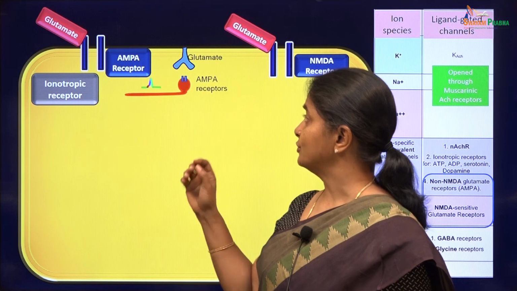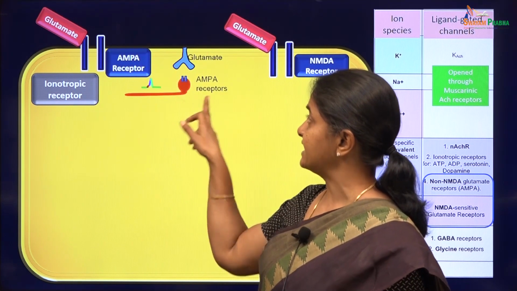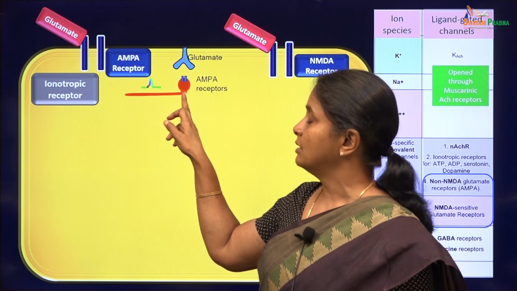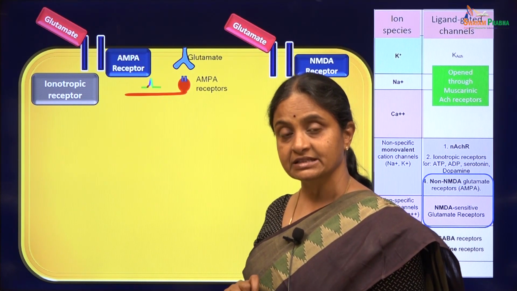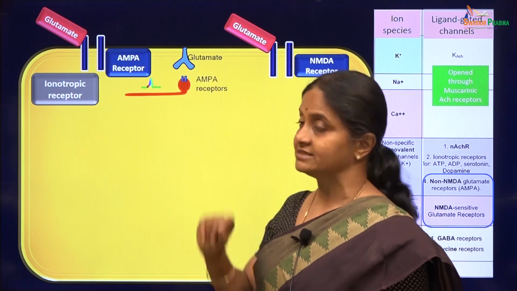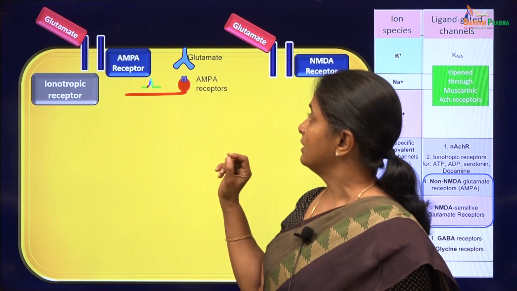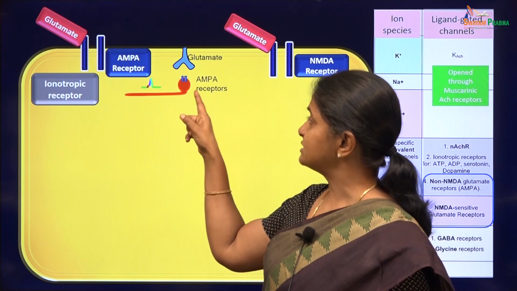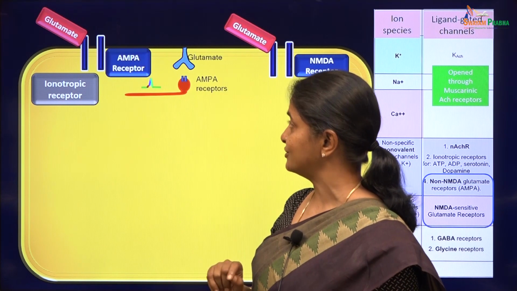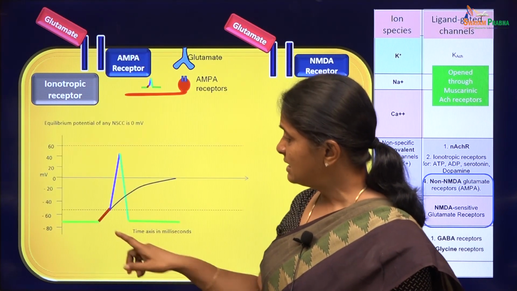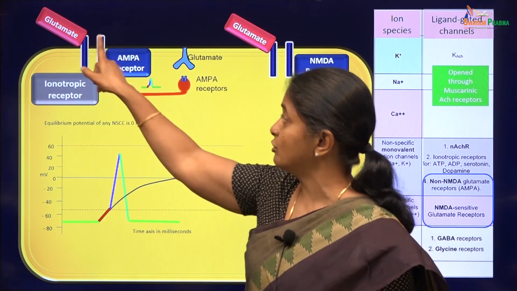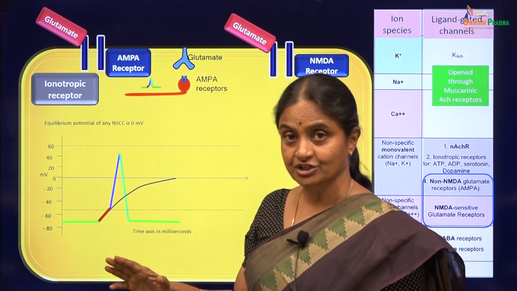Both these types of glutamate receptors are located in synapses on the membrane of the postsynaptic neuron. Most excitatory synapses in the central nervous system, the brain and the spinal cord, release glutamate as the neurotransmitter. Glutamate will first bind to the AMPA type of glutamate receptors on the postsynaptic neuron, and that is responsible for the initial depolarization, because these are also non-specific monovalent cation channels.